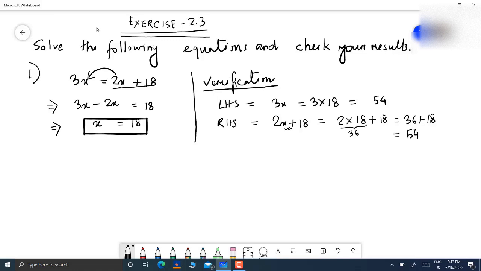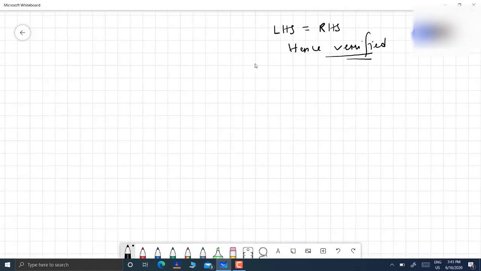So the conclusion that we can draw here is LHS equals RHS, because both the sides have the same value. LHS and RHS are carrying the same value for the value of x equals 18. Hence verified. So this is how we have to solve the first question. Then coming to the second question.